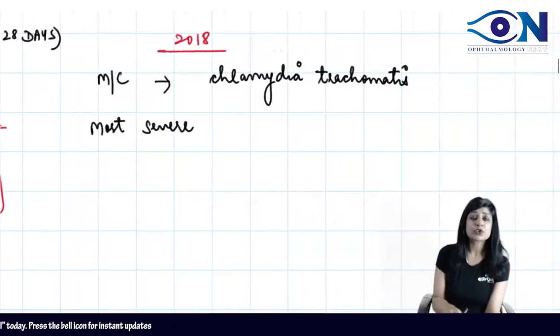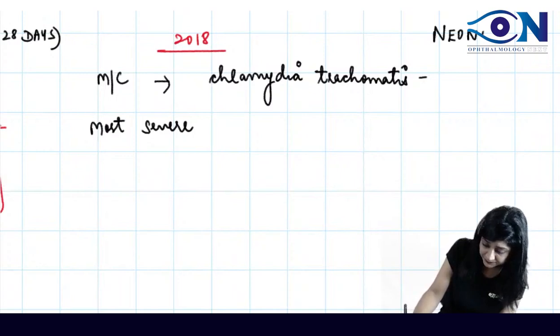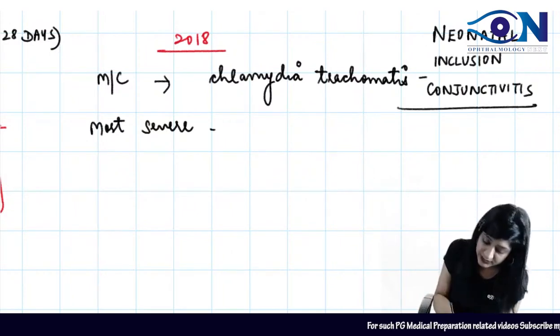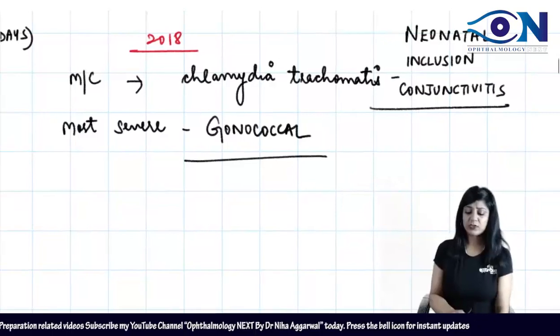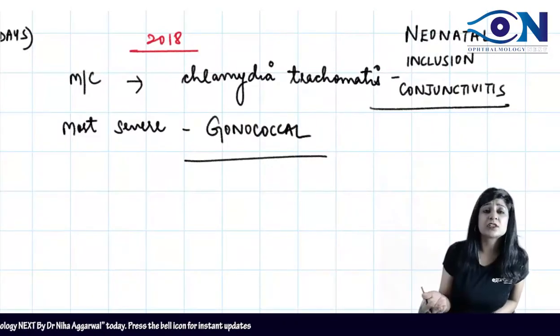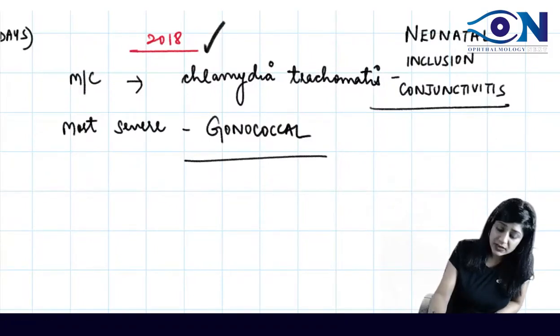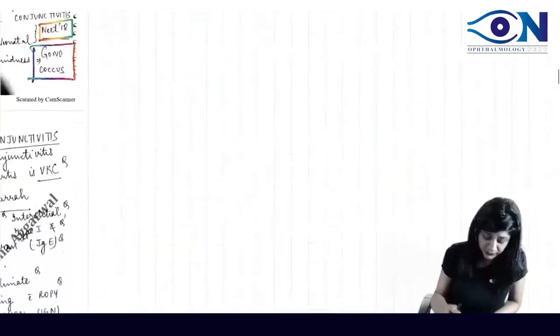And this most common one, which is acquired at the time of birth, is your neonatal inclusion conjunctivitis, while the most severe is actually the gonococcal. So whenever they are asking you what is the most common cause of neonatal conjunctivitis, and what is the most severe cause of neonatal conjunctivitis, always remember these two things. Again, very, very important questions. Okay? Alright. Now moving forward.